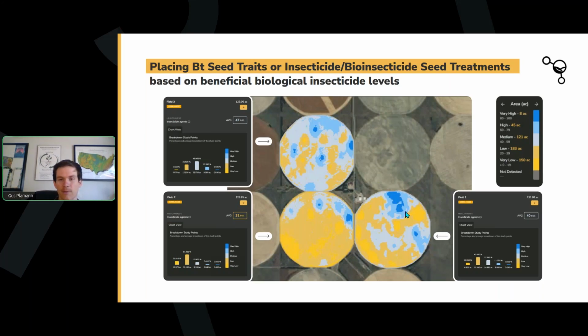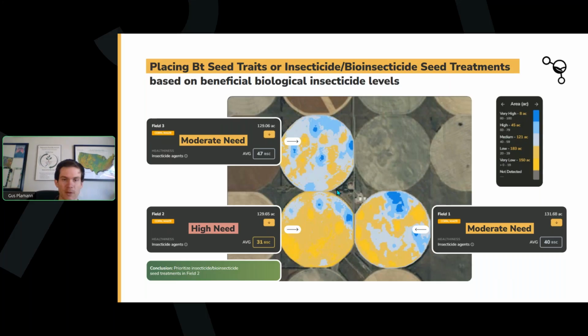So this is a good example of where you might have quite a bit of difference in terms of the amount of insecticide or bioinsecticide, or even the BT seed traits that are placed in these fields. Certainly a precision planter situation could allow you to fill in some of these spots in field 3 and field 1. Some of these yellow spots that have low natural insect suppression, maybe that would be places where you switch to plant a BT seed or plant seed that's been treated with a bioinsecticide or insecticide.